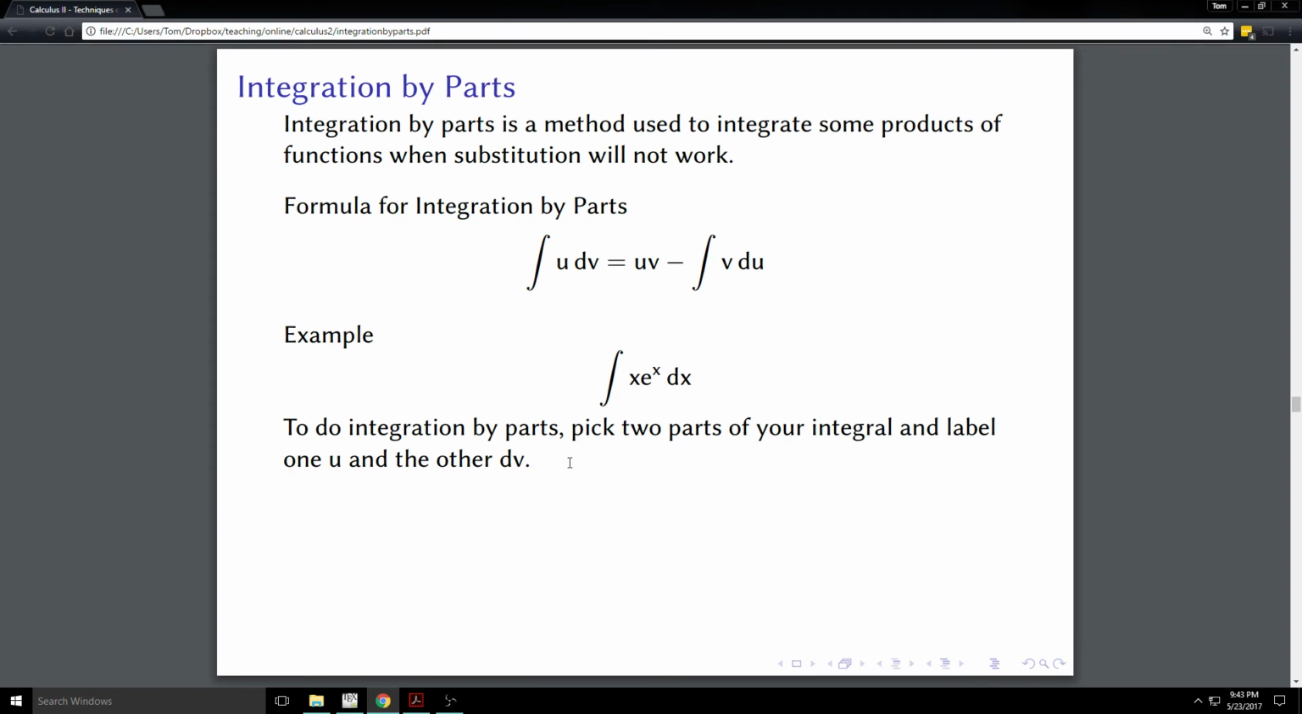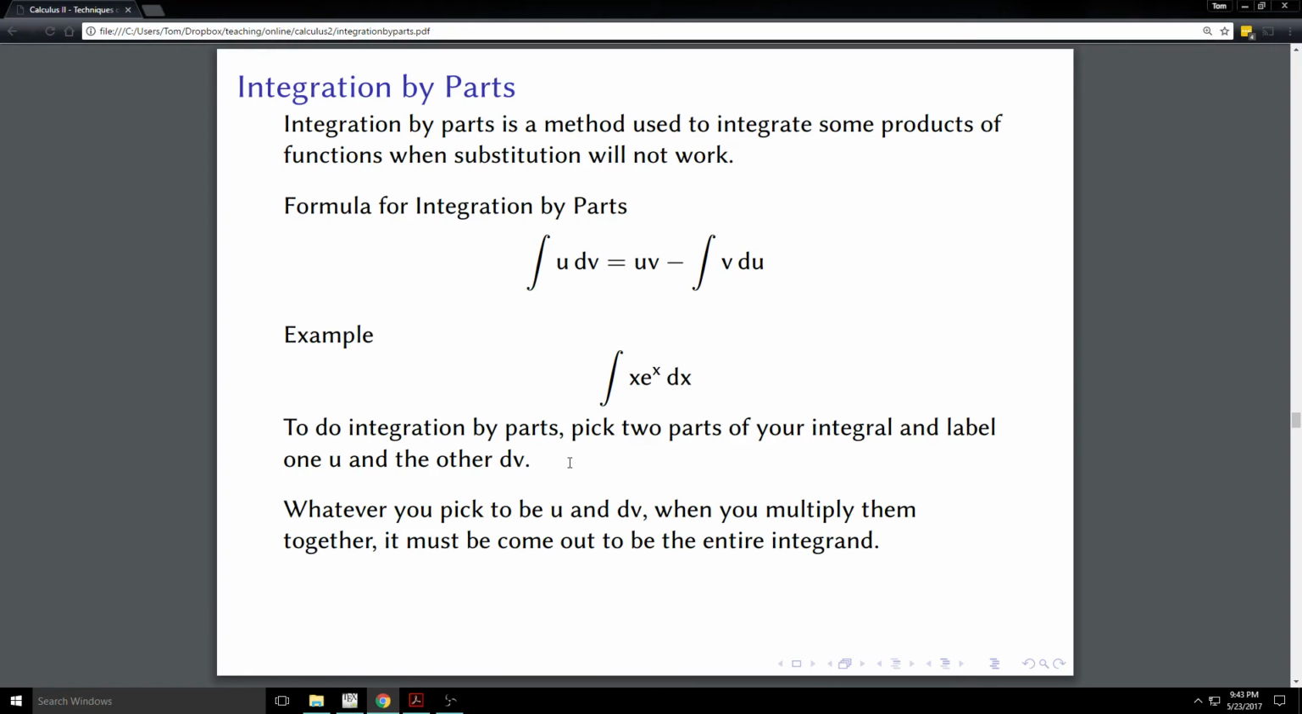Now, one of the requirements for u and dv is that when you multiply them together, it has to come out to be the entire integrand. In other words, all of this stuff inside here. You can't leave parts out, right? Between u and dv, when you multiply those two together, it has to be the entire integral that you started with.